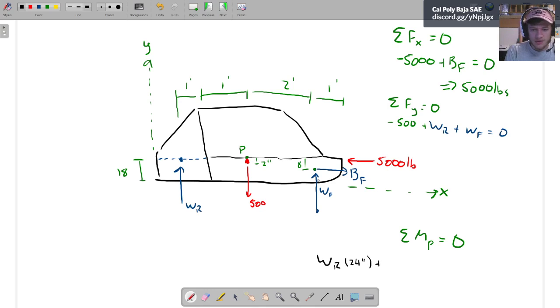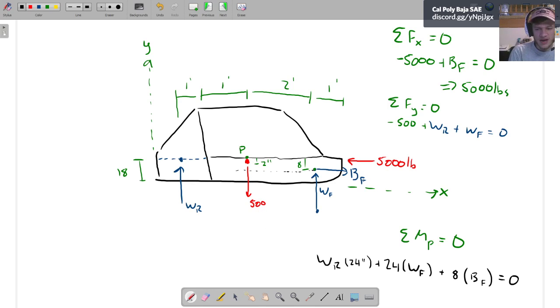Plus another force here that's acting again 2 feet, so at 24 inches, plus 24 times the front wheel force, plus the braking force is a horizontal distance from our point of 8 inches. So if we were to slide that vector along our line of action, that tells us how big the moment is. So that's 8 inches, so plus 8 times braking force equals 0.